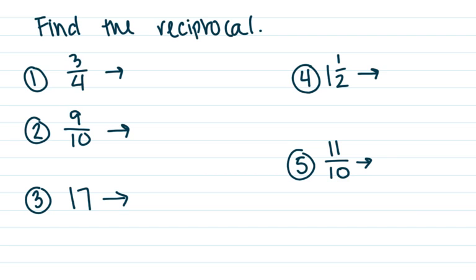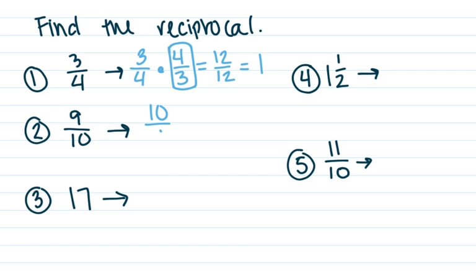So for example, number 1 here, 3/4. If I take 3/4 and I multiply it times 4/3, I get 12/12, which equals 1. So our reciprocal is this number right here that when I multiply by it, it gives me a 1 for a product. So real quickly here, we're going to go through and name the reciprocals of all these different fractions. So for number 2, 9/10, our reciprocal would be 10/9.